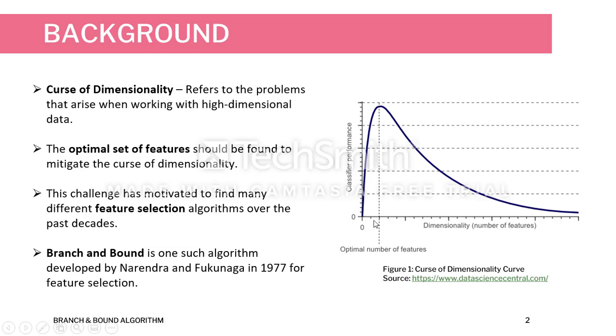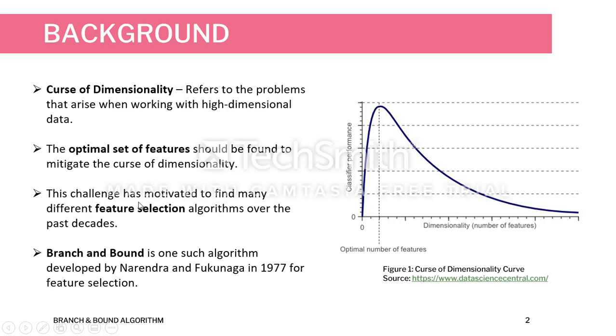This graph shows the curse of dimensionality curve. The x-axis shows the dimensionality, the number of features, whereas the y-axis shows the classifier performance. Initially the performance increases, but if you keep on increasing the number of features, the performance decreases. Up to a certain number of features, the accuracy of a classifier can be increased, but there's a threshold after which the performance starts to decrease. Because of this, the optimal set of features has to be found to mitigate the curse of dimensionality.